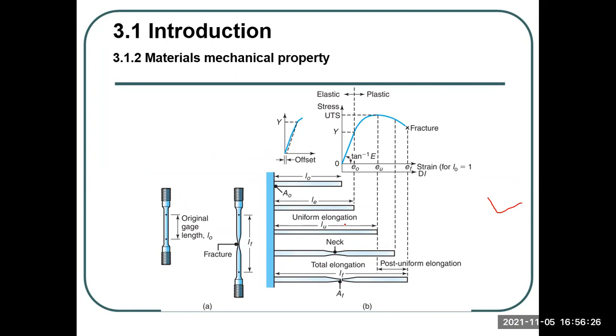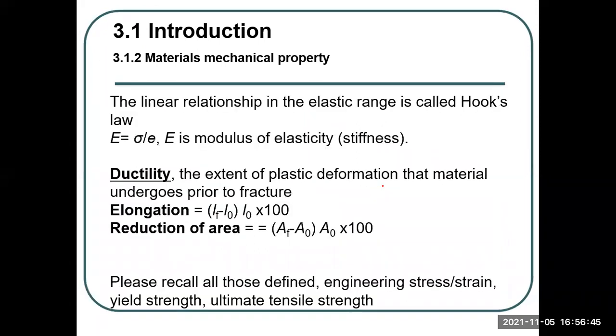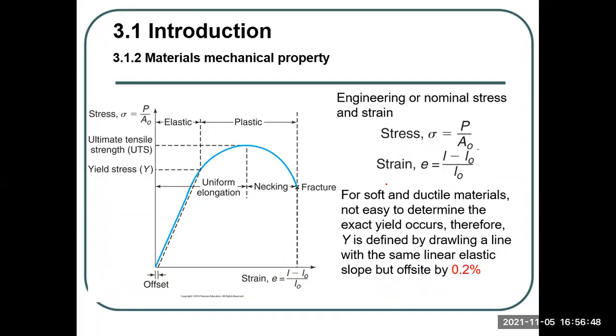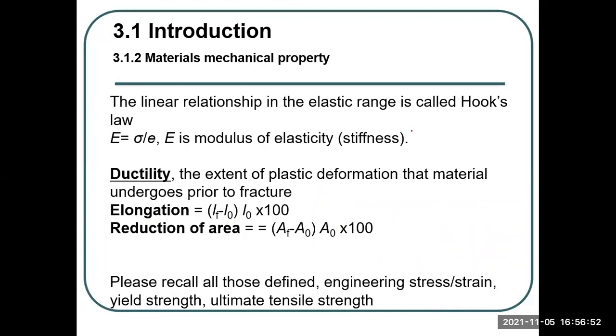So this is what we call engineering strain and stress. Okay, so what does this curve mean? The UTS, this yield strength. Okay, so this is engineering strain, but just bear in mind, engineering strain is not the one we normally use in metals. In metals, most likely we will use true strain. Because this is so fundamental, please remember it.